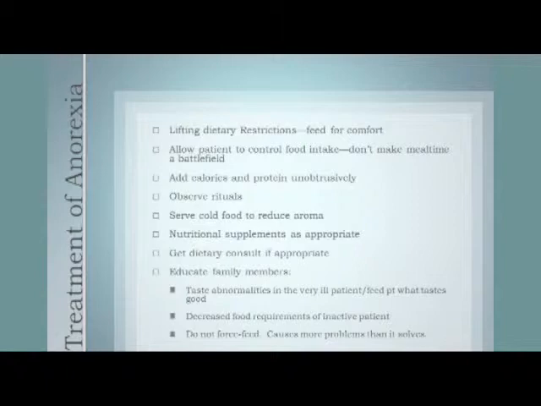It's up to them. It's all about them. So if they want to eat cake 3 times a day, I'm fine with that. And so allow the patient to control the food intake. Don't make mealtime a battlefield. If the patient wants 3 bites of cake and throw the rest away, I'm fine with that too.